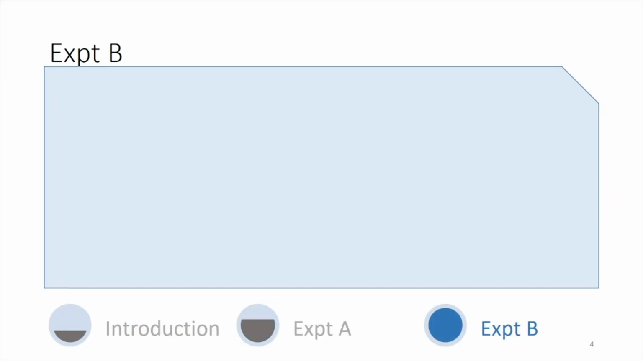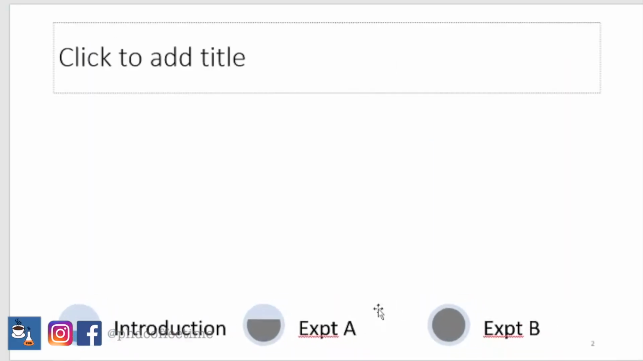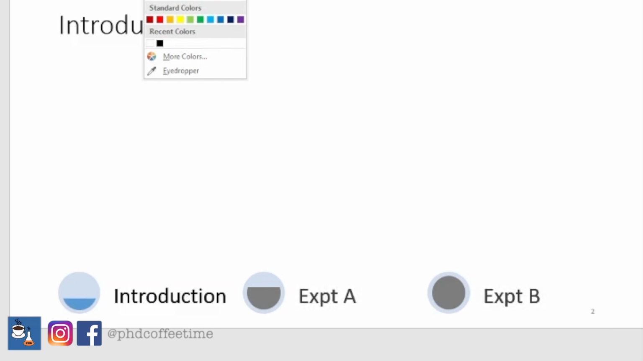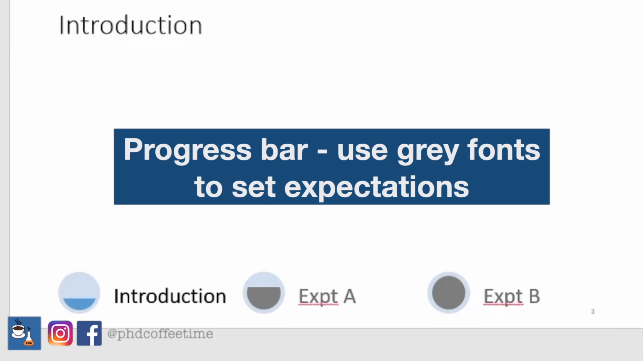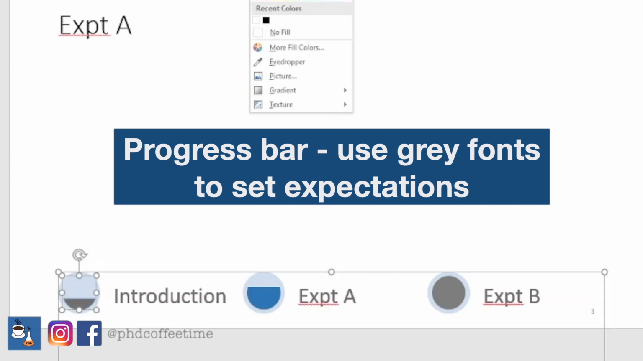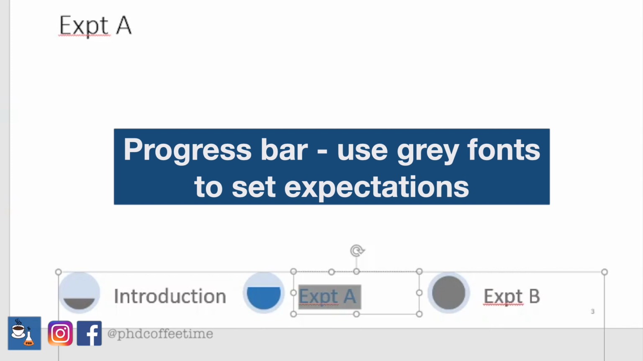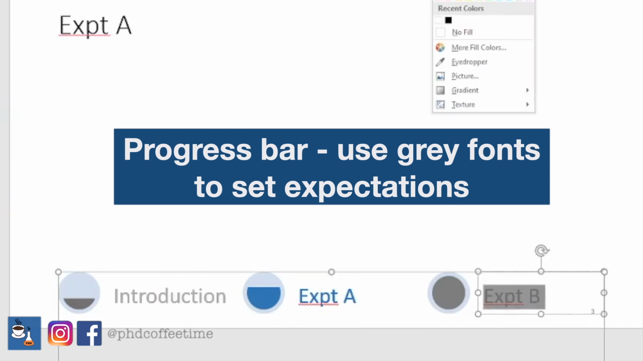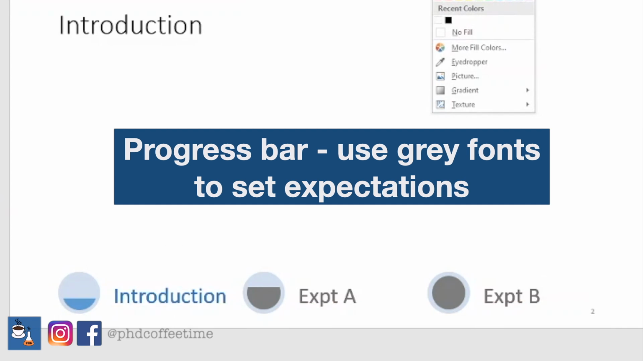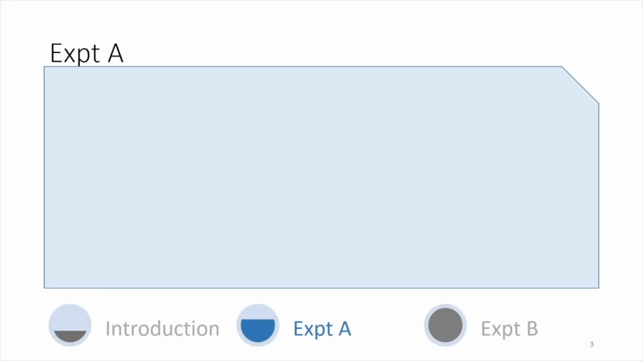One way I would do it is to make a progress bar and make use of gray font and set the scene and the expectation. This is a very simple SmartArt that I have used, and you notice I used the color gray to represent the slides that I haven't gone to yet or I have already spoken about. This is like signposting to remind your audience where they are and how far there is to go.